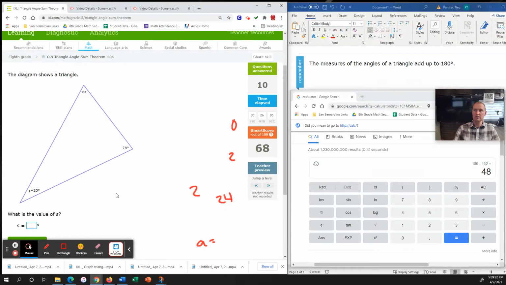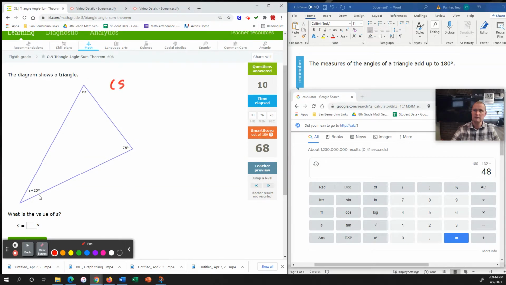All right, we're 10 questions in. Smart score is 68, just doing real good. Haven't gotten any wrong yet. Let's keep on going, but we got a small change. We got an S plus 25 degrees. What we're going to do is keep going with the same concept we've been doing before. Let's actually start with that one first.